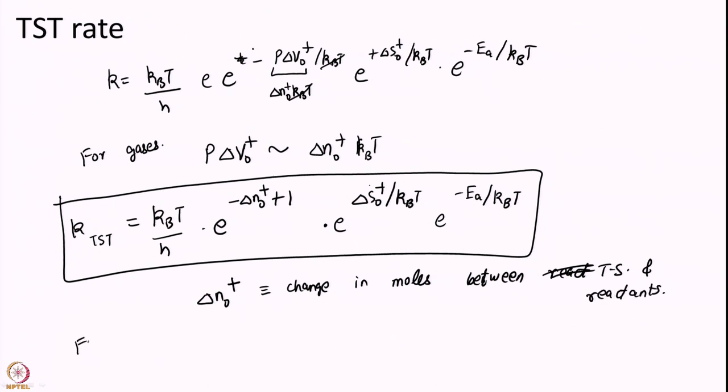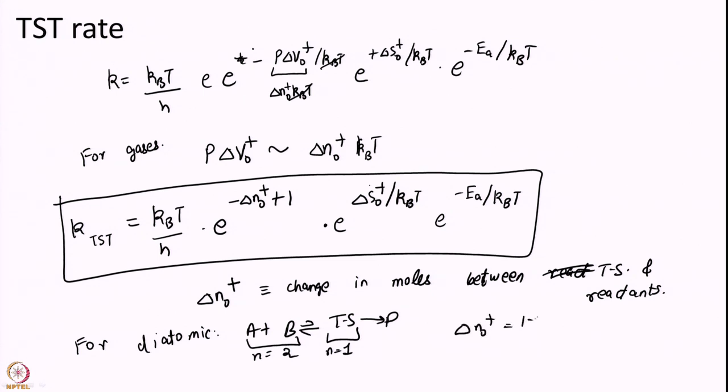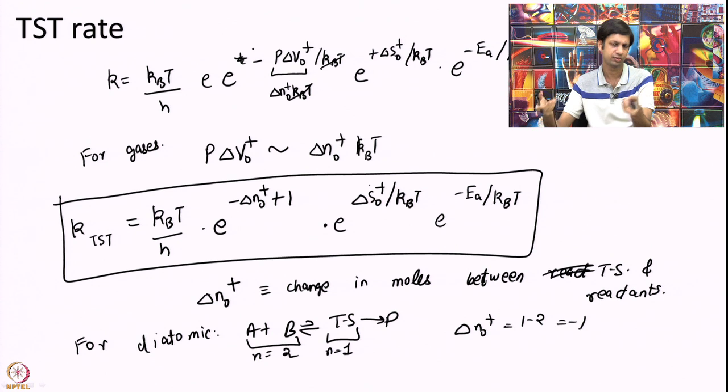So, for diatomic, A plus B going to transition state, your n here is 2, your n here is 1. So, delta n naught is 1 minus 2 equal to minus 1. Okay. For monoatomic, similarly, delta n naught will be 0, because you have one reactant and one transition state, one mole of each, right. So, depending on how many reactants there are, you can calculate this delta n naught. So, this is usually trivial, delta n naught. The harder part is delta S naught and Ea.